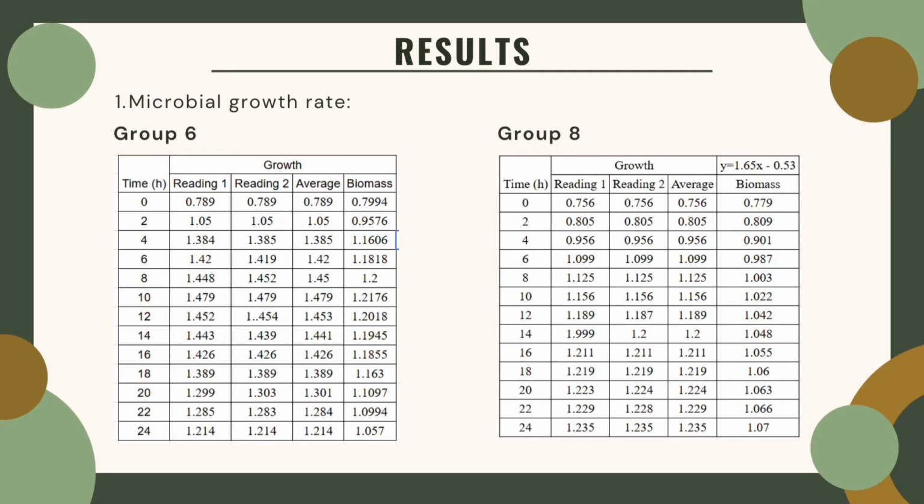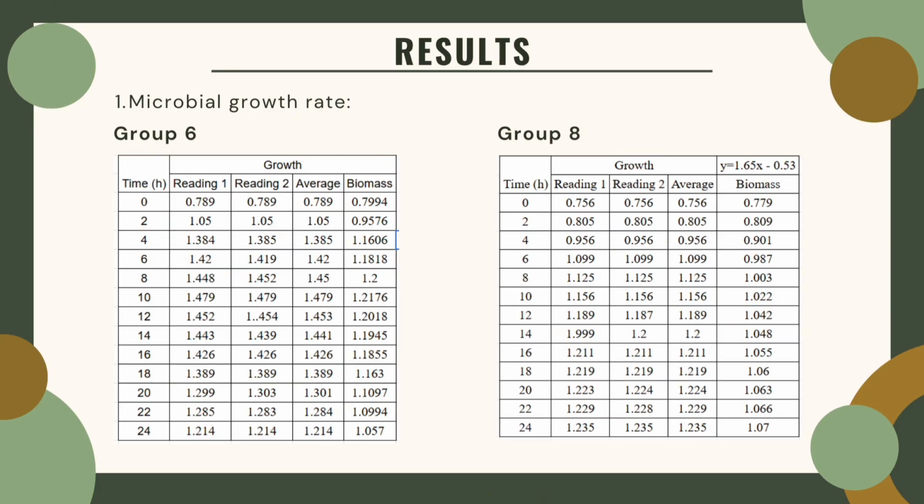Next, I will be explaining the results. This table shows the microbial growth rate measured by the optical density at 540 nanometers and biomass concentration. In Group 6, the biomass increased quickly from 0.7994 mg per milliliter at 0 hour to a maximum of 1.2176 mg per milliliter at 10 hours before stabilizing. Whereas in Group 8, the biomass rose more gradually, starting from 0.779 mg per milliliter and reaching 1.07 mg per milliliter at 24 hours.